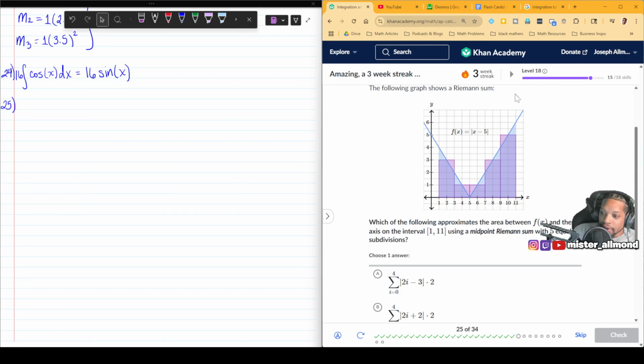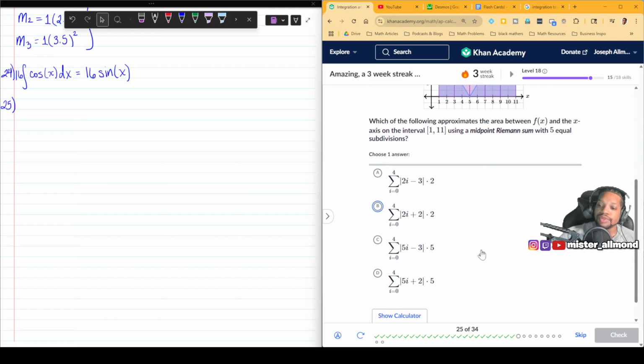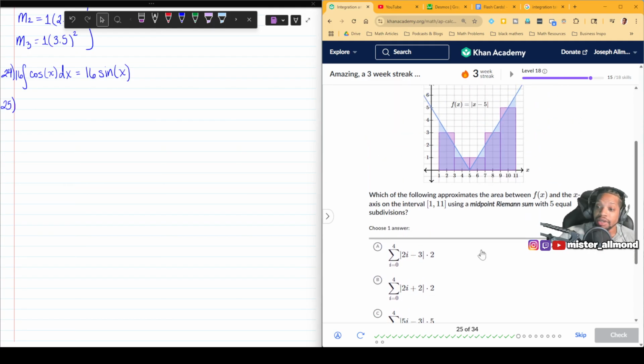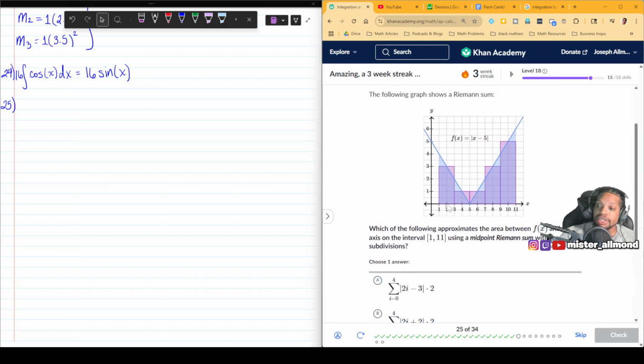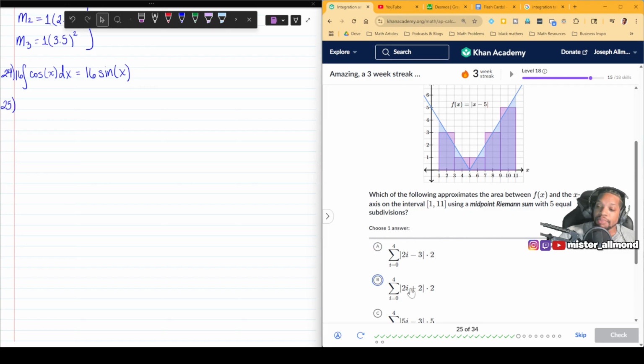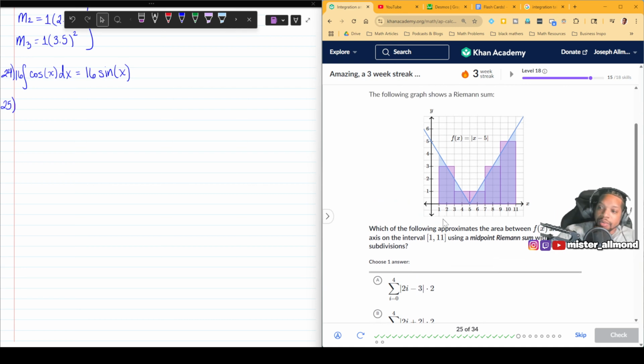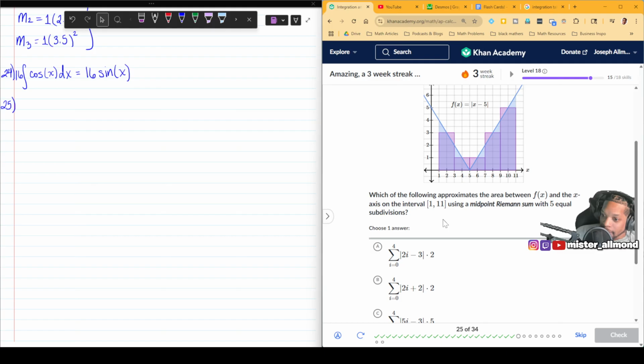But okay, so midpoint Riemann sum. We see that the width of each rectangle is 2. So that, actually that does help. We know it's either A or B. That's actually clutch because you can visually see that each width is 2. So now it's just a matter of, is the function 2 times i minus 3 or 2 times i plus 2? Well, the function is the absolute value of x plus 5. So let's see. If we're using absolute value of x plus 5 as a function, let's just see what our heights are. I'm just going to call them h1 and h2 and h3 so we can see if there's like a pattern that we notice.